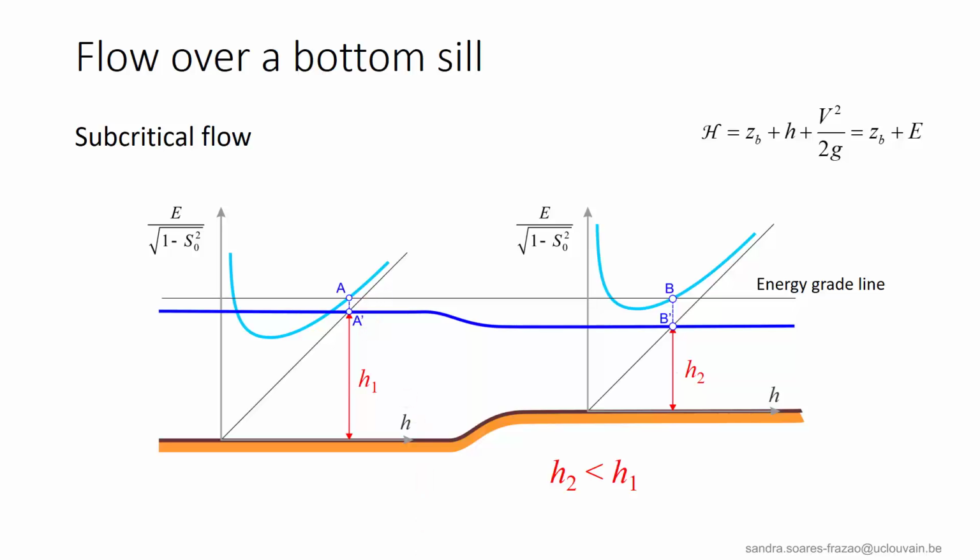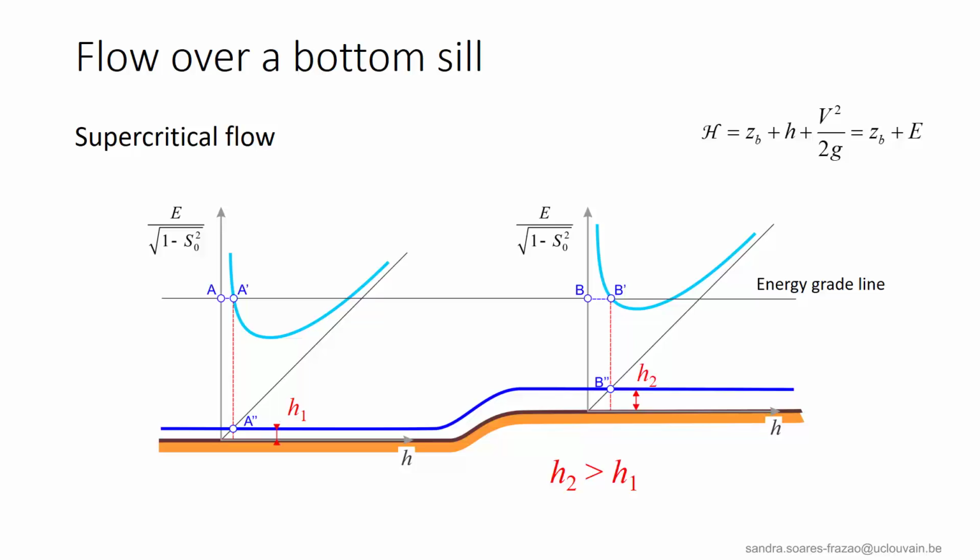This result might appear as surprising. A rising bottom implies a depression of the water profile. In fact, this can be explained by the need to use a part of the energy to accelerate the flow over the obstacle. In the case of a supercritical flow, a similar analysis leads to the conclusion that the flow decelerates and the water depth increases over the bottom sill.